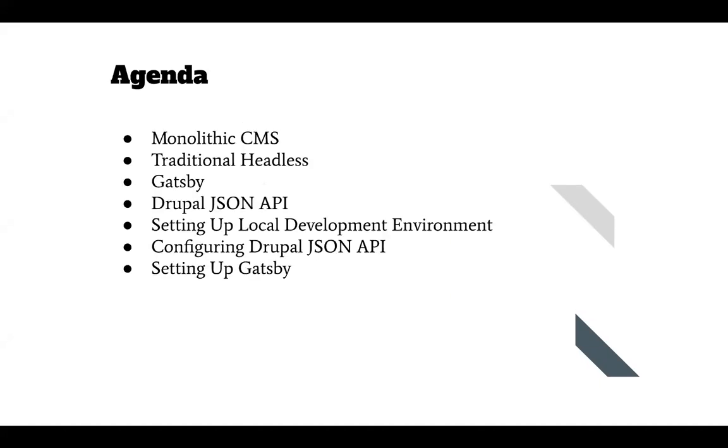Our agenda for today is we'll talk about monolithic CMS, Drupal, traditional headless, Gatsby, and Drupal JSON API and how we could configure it. Then setting up our local development environment, configuring Drupal JSON API first, and setting up Gatsby. We have heard a lot about decoupled CMS earlier, so I'm just going to give a short description per topic.